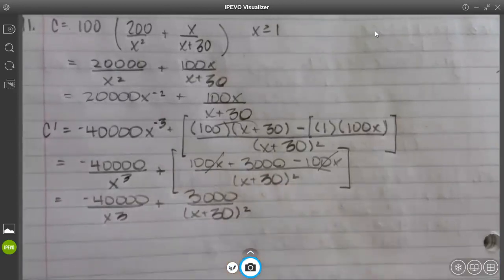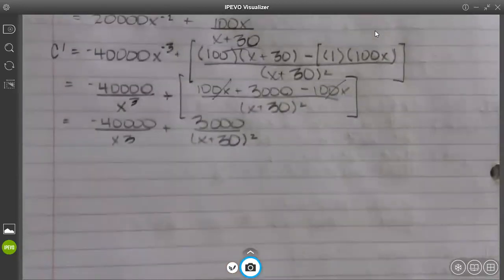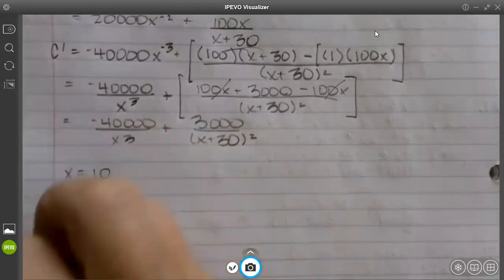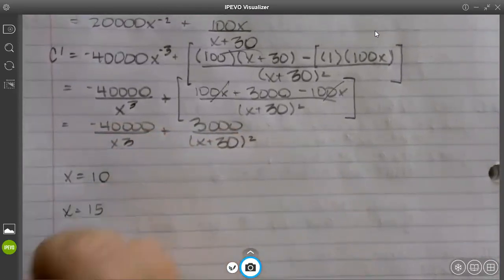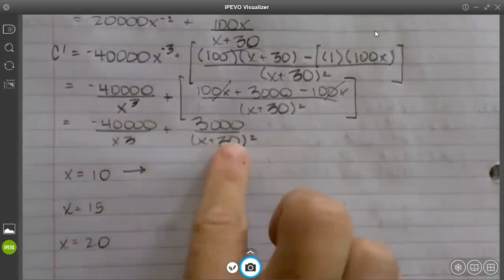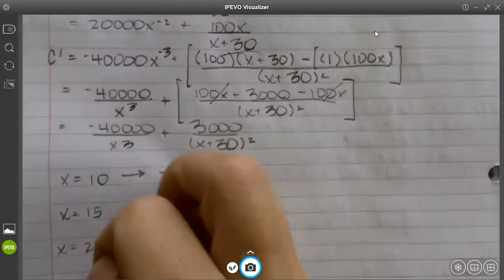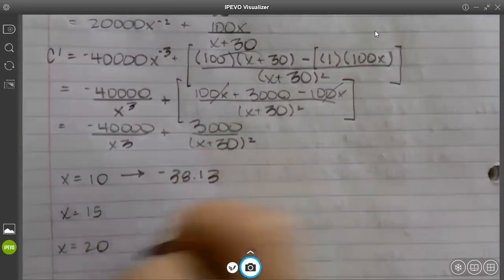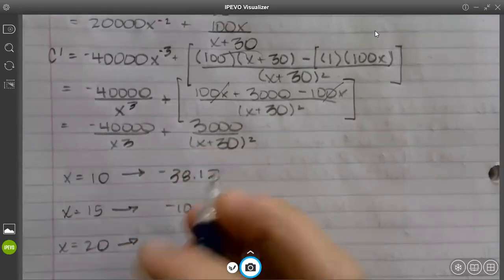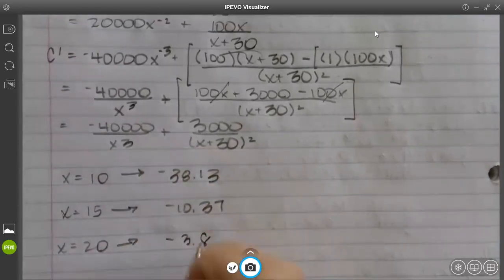So just rewrite what we have. You can leave it just like this. I took out, you can take out 1,000 if you want to. You don't have to. You can leave it just like this. But then it said to plug in 10, 15, and 20. So when you plug in 10 up here, you get negative 38.13. When you plug in 15, negative 10.37, and negative 3.8.